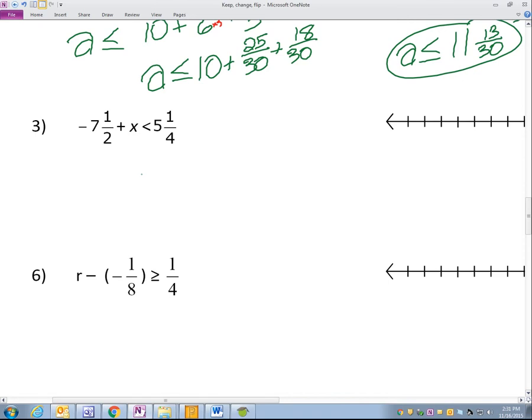So I have negative 7.5. The opposite of negative 7.5 is a positive 7.5. So I have to add 7.5.